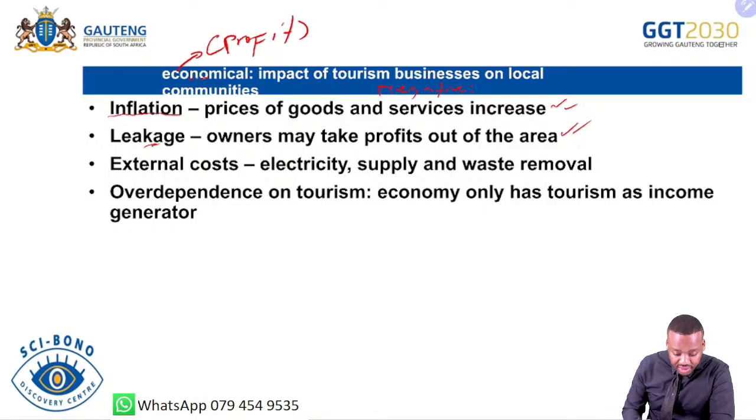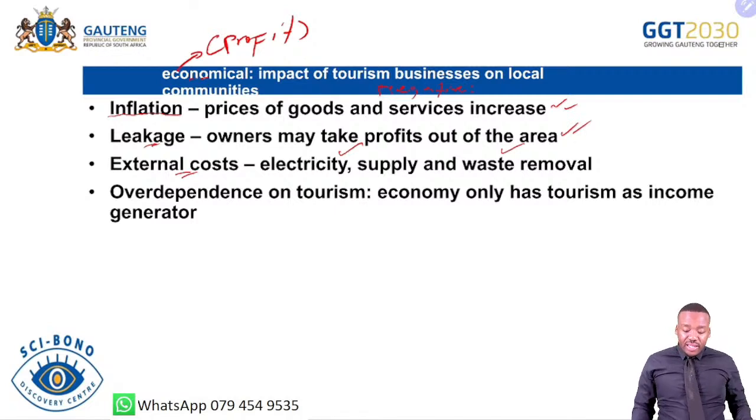External costs, right? Because of tourism, remember we need to pay for rates, right? We need to pay for waste removal and so on. When many people travel, obviously the electricity prices are going to go up because of supply and demand. There's going to be more waste, so we need to pay extra for electricity and waste removal.